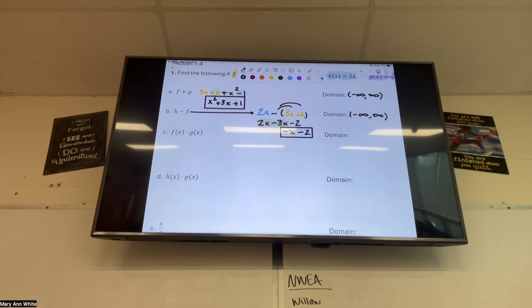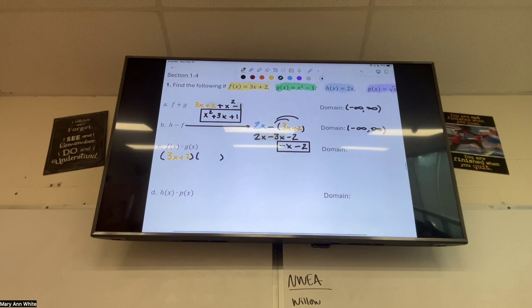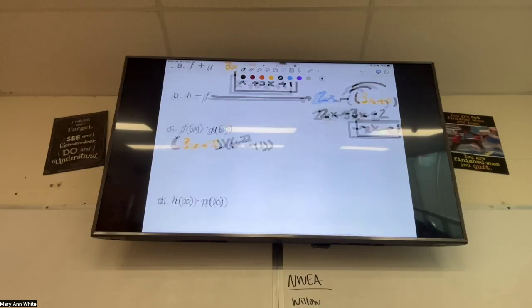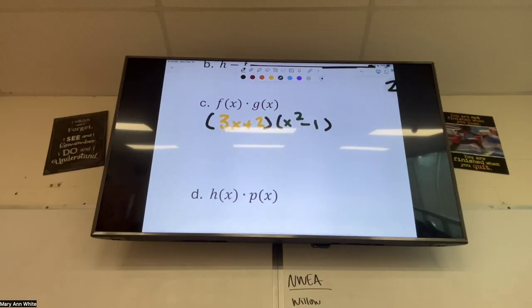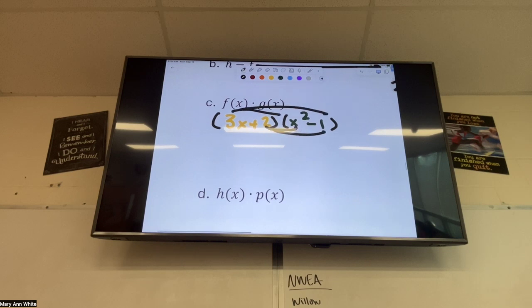All right, now we got to do some multiplying. So I'm going to multiply f of x and g of x. F of x is 3x plus 2, and g of x is x squared minus 1. The biggest thing you got to remember when we multiply like this, you got to distribute to everything. You got to FOIL. So I'm going to do FOIL for all of this. So I've got 3x to the third minus 3x plus 2x squared minus 2.